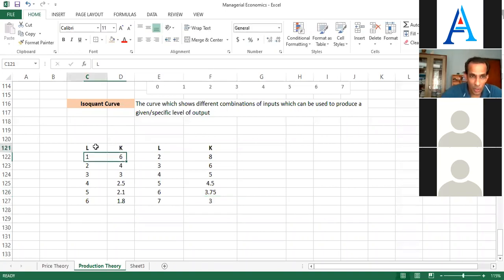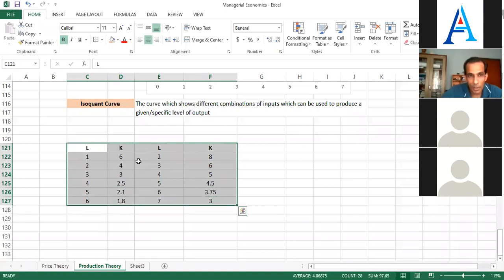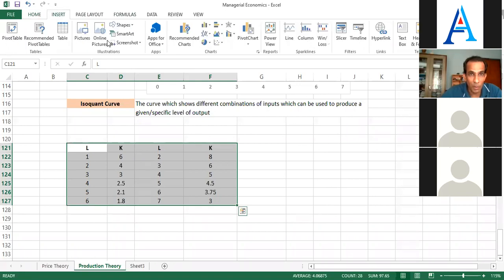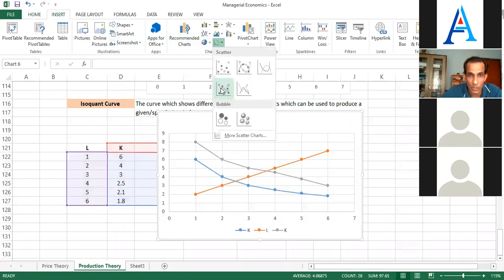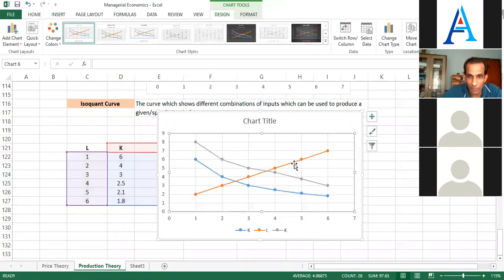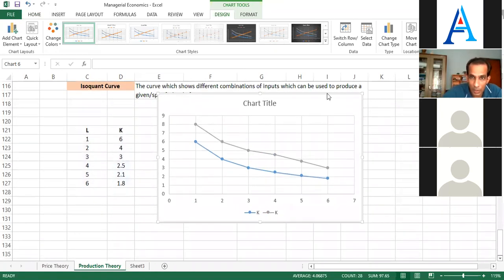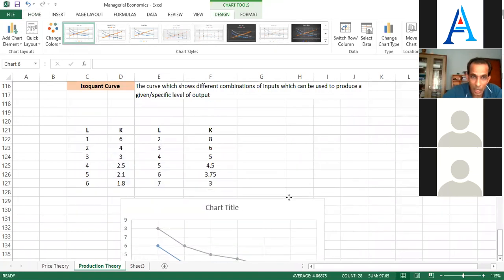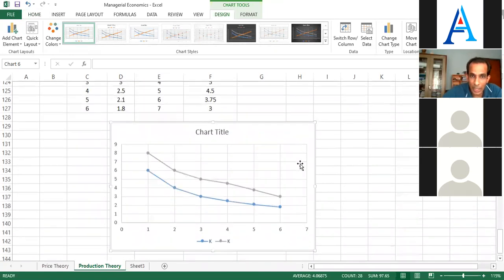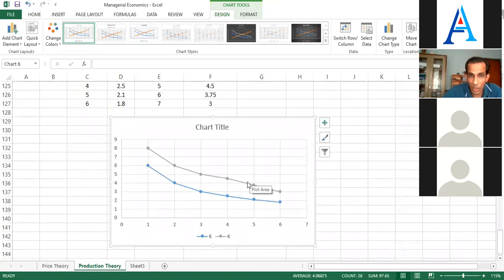Now, if we draw a graph from this, using both these values, we get a graph like this. The second curve, this ash color curve, shows the isoquant curve to produce 200 units.